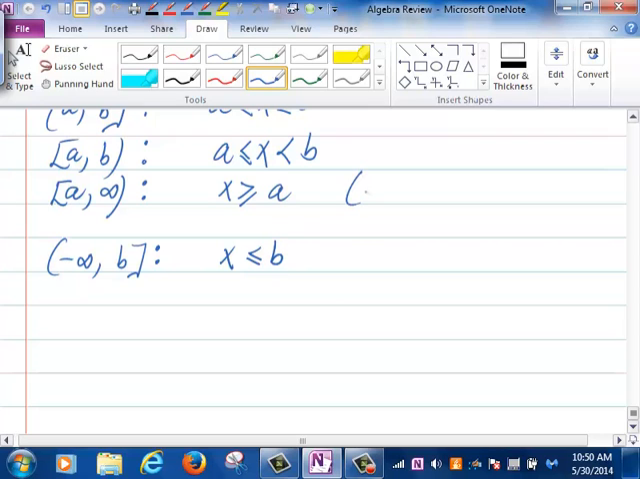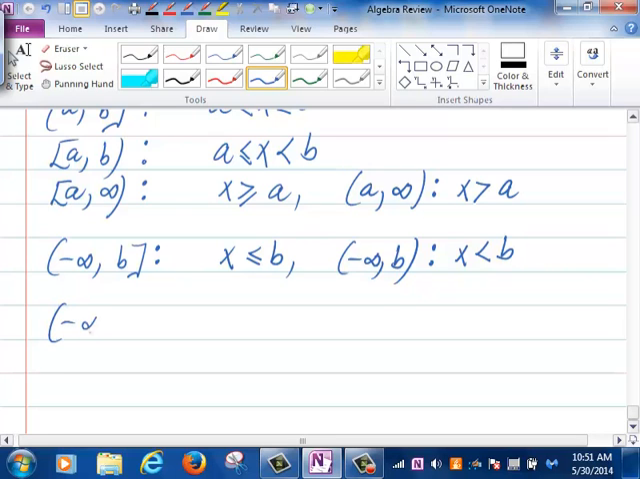Here's another one. A to infinity, that would be X larger than A, right? And then another one here, negative infinity to B. That is X less than B, right? And how about negative infinity to infinity? It represents all real numbers, right? Everybody's okay? So that's the interval notation.